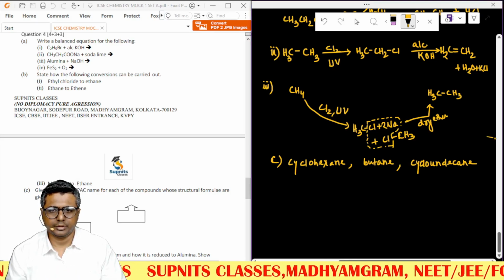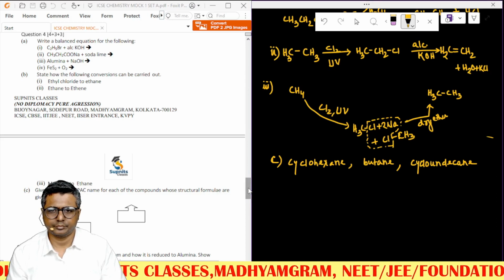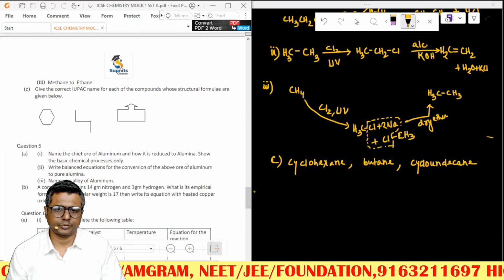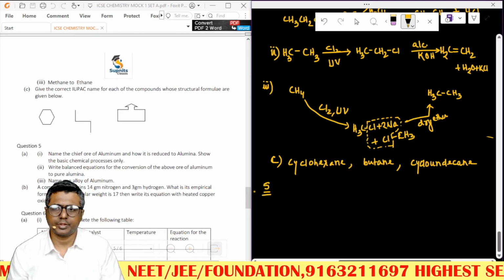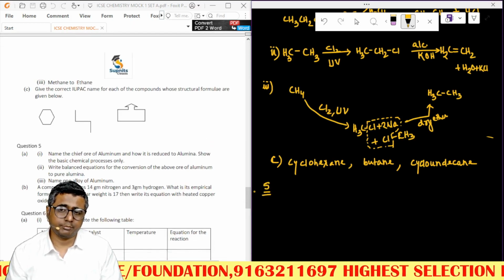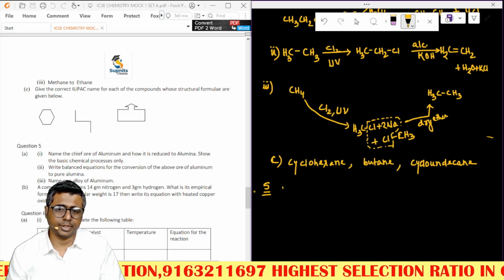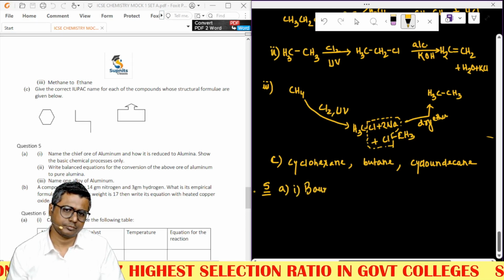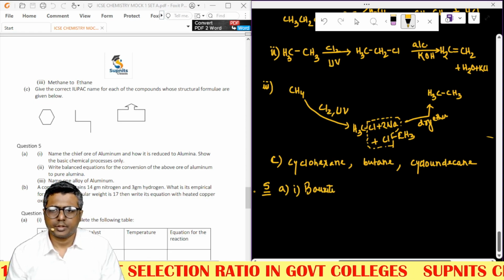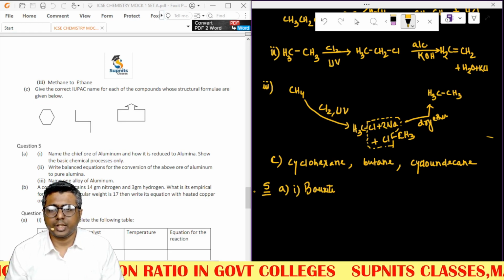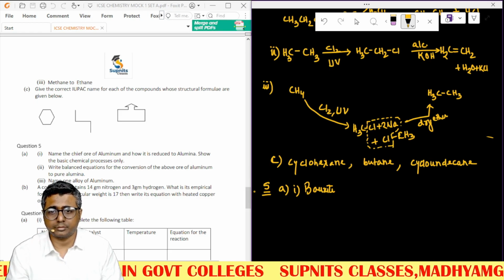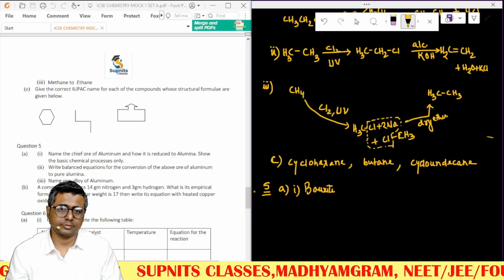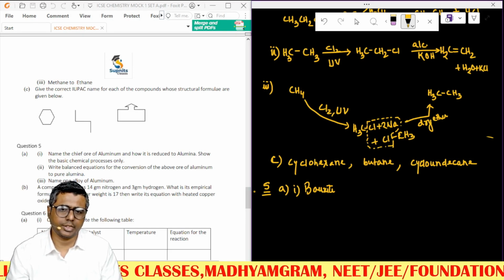So we'll go to the next question now. Question number 5. Name the chief ore of aluminium. So the chief ore of aluminium, everybody of us knows, is bauxite. Now you have to say how it is reduced to alumina. So you have to write down all the reactions that are there for conversion of bauxite to alumina.